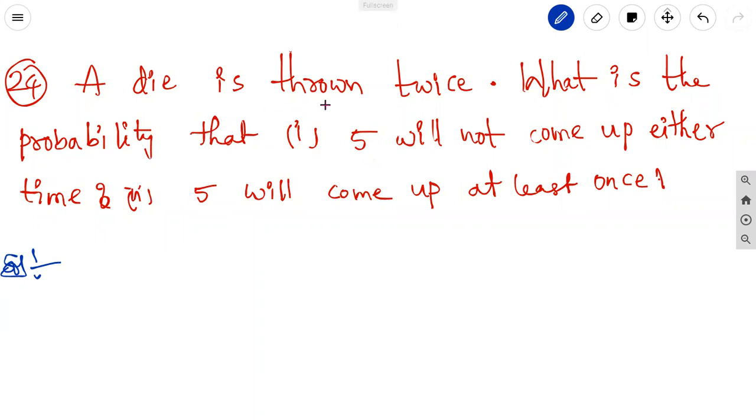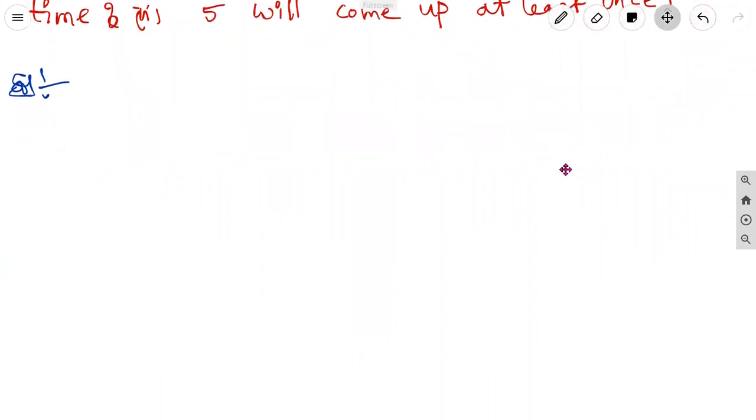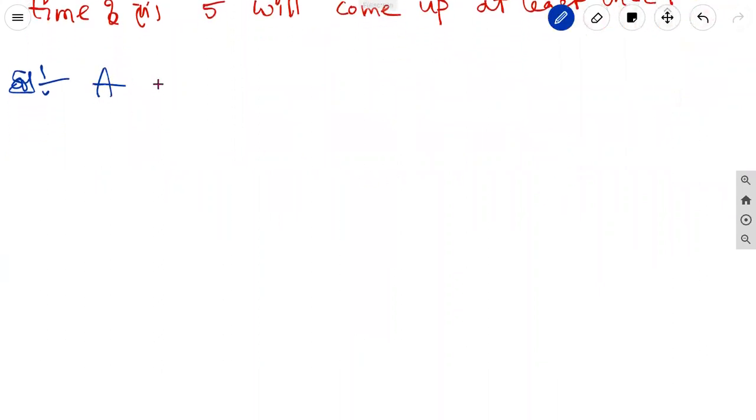24th problem. A die is thrown twice. What is the probability that 5 will not come up either time? In second case, 5 will come up at least once. Okay, that is the inverse, one to another inverse. First, a die has how many faces? 6 faces. And how many times? 2 times.